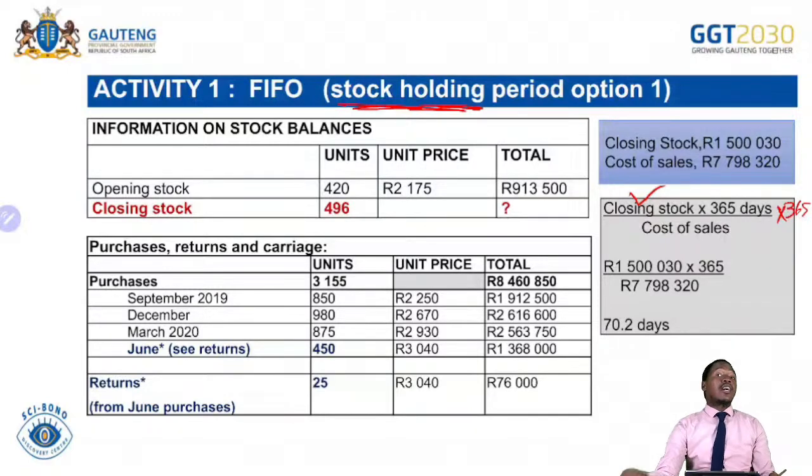Now, my closing stock, remember, where is this amount coming from? You still remember, grade 12? It is coming from the previous calculation we have done together. The 1,500,030. We have worked that one out using FIFO. Now, I divide by cost of sales. Where is this amount of cost of sales coming from, grade 12? It is coming from the calculations of cost of sales we have already done.